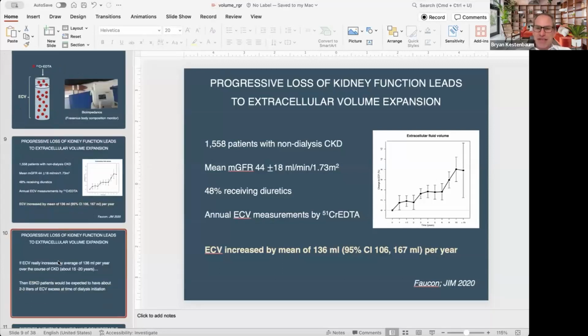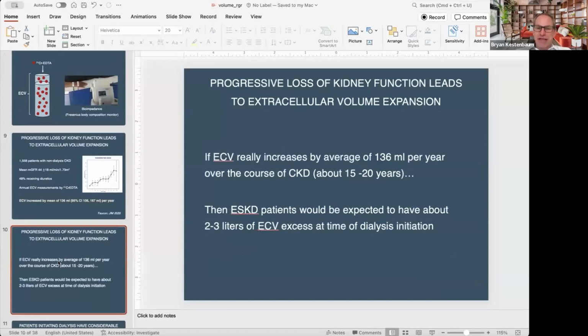So it's interesting to think if extracellular volume is really increasing by about 130 mils per year over the course of CKD, and CKD typically lasts maybe 15, 20 years before dialysis, it would suggest that people who start dialysis with end-stage kidney disease are going to be pretty volume expanded by the time they reach dialysis, about 2 to 3 liters, in fact, if you calculate this out. And again, those longitudinal studies included many patients on diuretics. So this is including trying to stop the extracellular volume expansion that's happening during CKD.